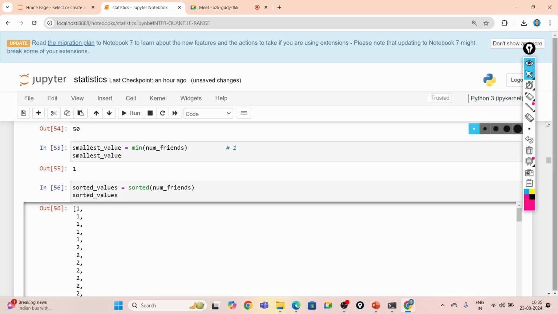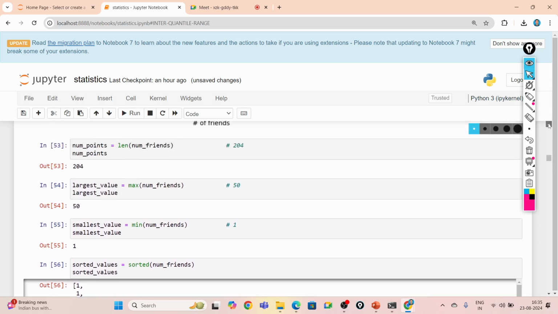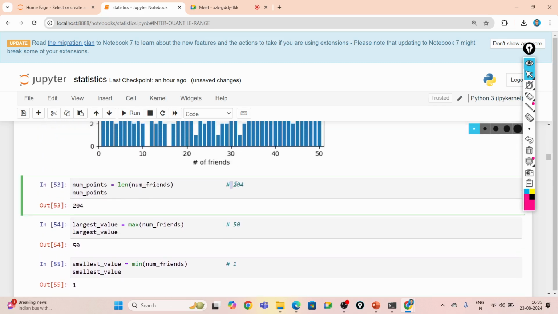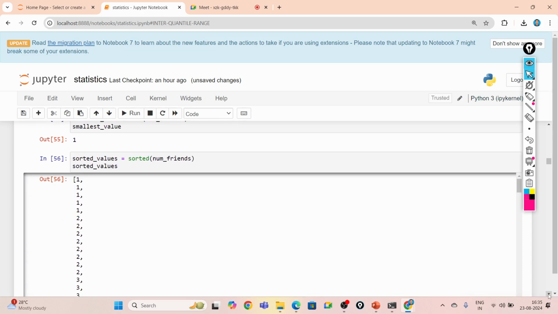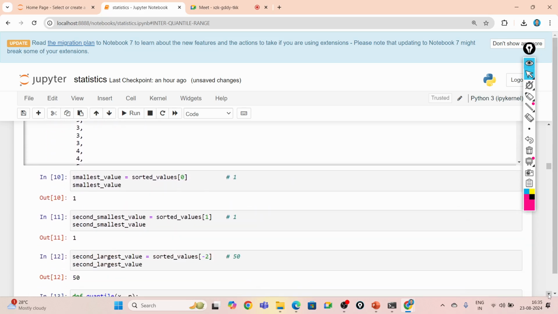Now in this case, what happened? The total number of elements is 204, which is an even count. So how are we calculating the median? We arrange all the elements in sorted order, and then we use the 102nd and 103rd values. We add the values at both these indexes, and then we get the median. Okay? So in this way we have it.